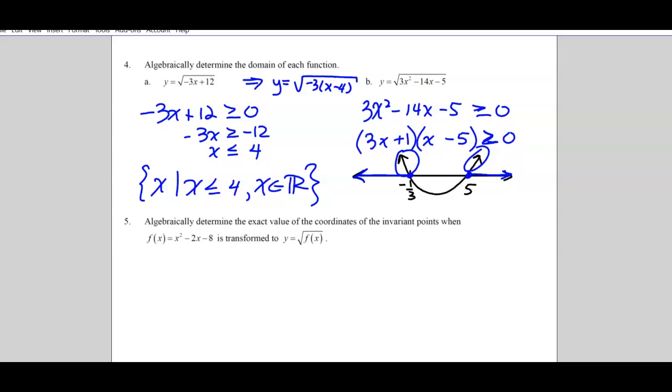Or you could use test values on here. Say, let's test x equals -1. That would give me a negative times a negative, which is a positive. x equals 0 gives me a negative. x equals 6, something like that. So test cases or that chart. Somehow you have to show that you know your solutions here. So now your domain is x... If it says algebraically determine, you can't just graph it on your calculator and state it. Somehow you have to show some work for that.